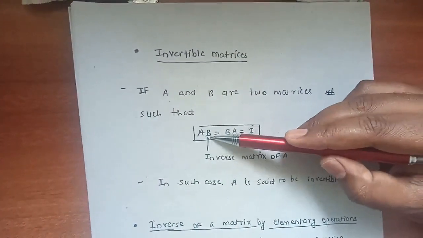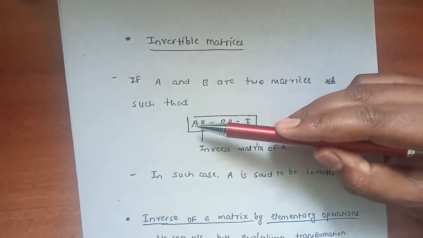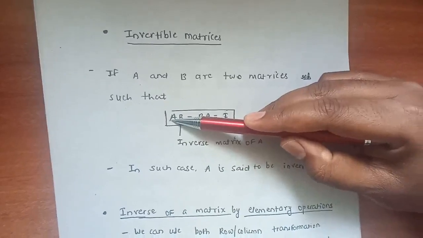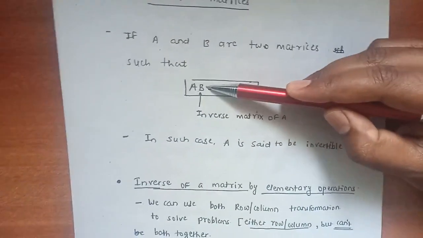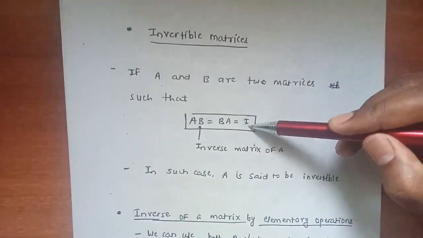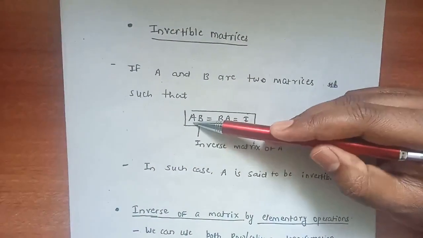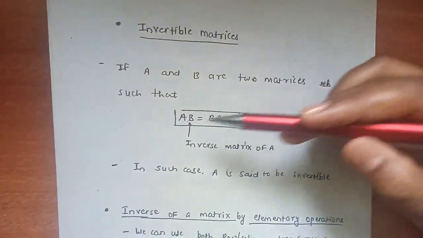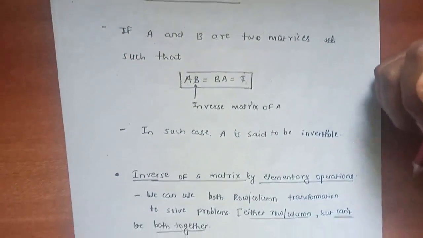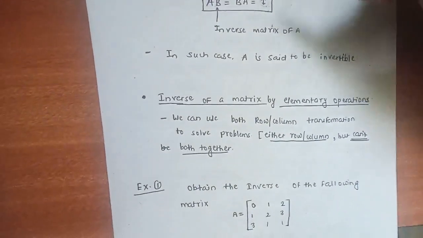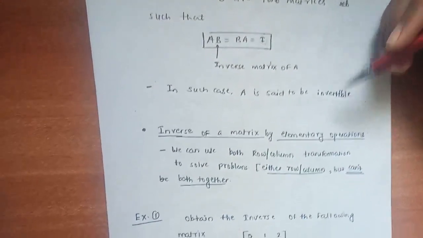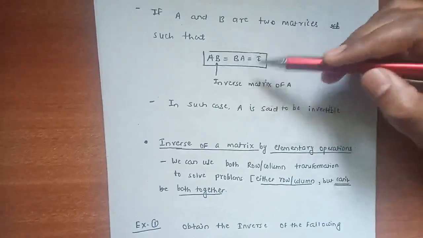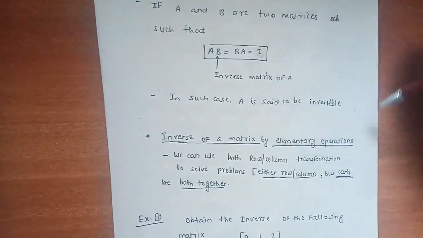Actually the second matrix, that's the B matrix, is the inverse of the first matrix. If I multiply this matrix and its inverse and I get the identity matrix, then the original first matrix is called the invertible matrix of B. So in this one, A is the invertible matrix. This is the condition. Sometimes they will ask whether these matrices are invertible or not. You just have to multiply the matrix and its inverse, and if you get the identity matrix, that is invertible.